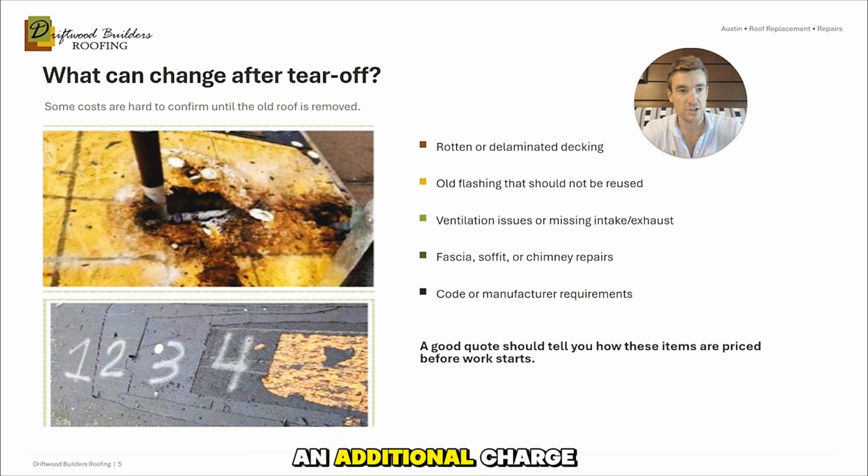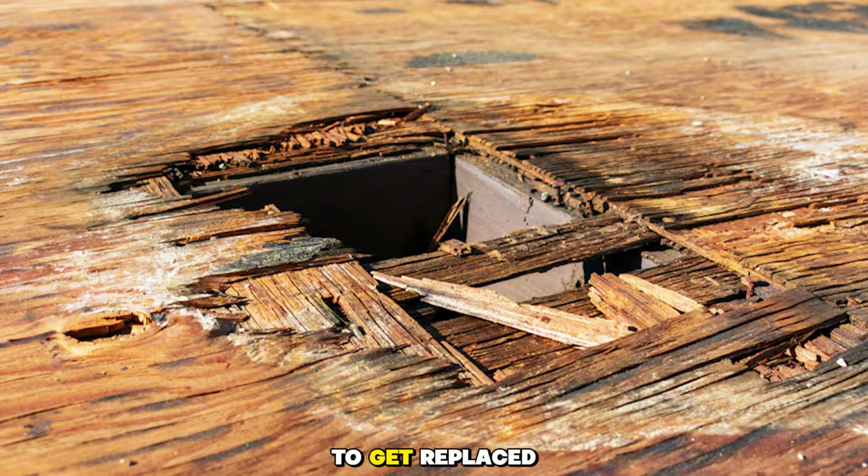That can be an additional charge that you don't know of until the old roof gets torn off. And then the third thing is rotted decking that's potentially underneath and needs to get replaced. Now, with rotted decking, sometimes when you walk on the roof, you can feel soft spots and kind of tell that there's rotted decking underneath that will need to get replaced.